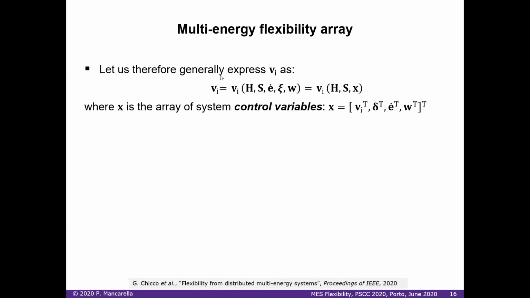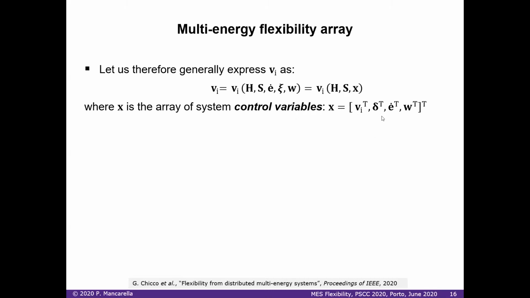flexibility. And here basically we wrote VI, which again is the term that we're most interested in because we're interested in understanding how much we can change these input vectors, particularly input electricity, by changing things. And here we wrote VI as a function, again, of H, the matrix that connects the inputs and outputs, S, which is the storage matrix, and X, which is the array of the system control variables. And this array in general is basically VI itself, because you can control the input energy vectors in general.